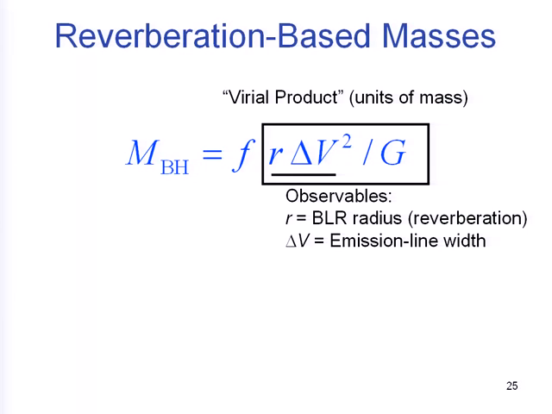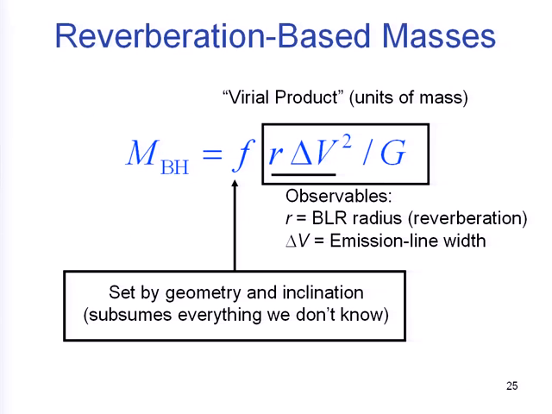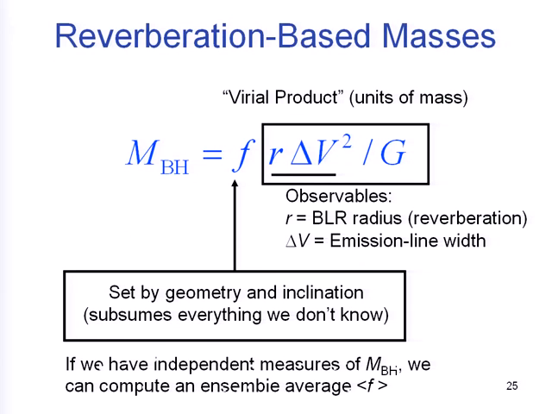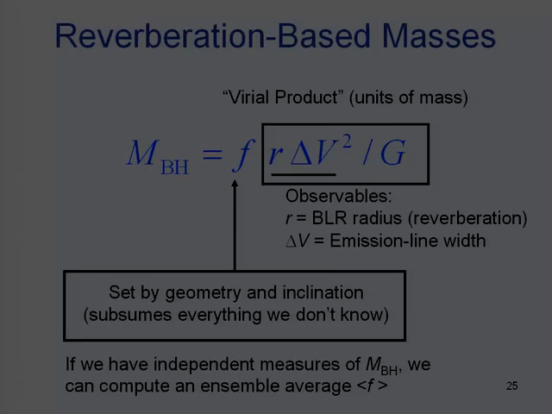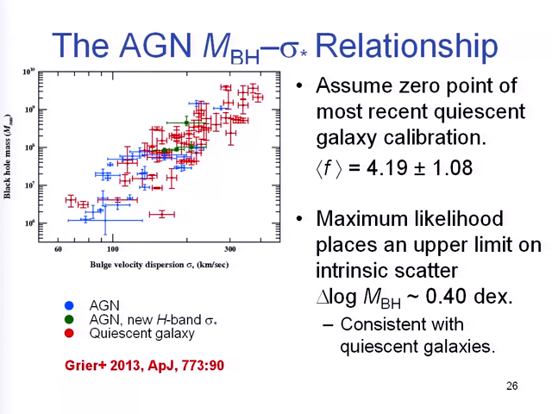So what we want to do, in the absence of any additional information, is just multiply this by some fudge factor, where we subsume everything that we don't know. And if we have some other way of measuring the mass, we can determine what this factor f is. Or if we at least have some statistical way of doing it, we can determine an average value of this. And to measure that, what we have done is to use the m-sigma relationship.